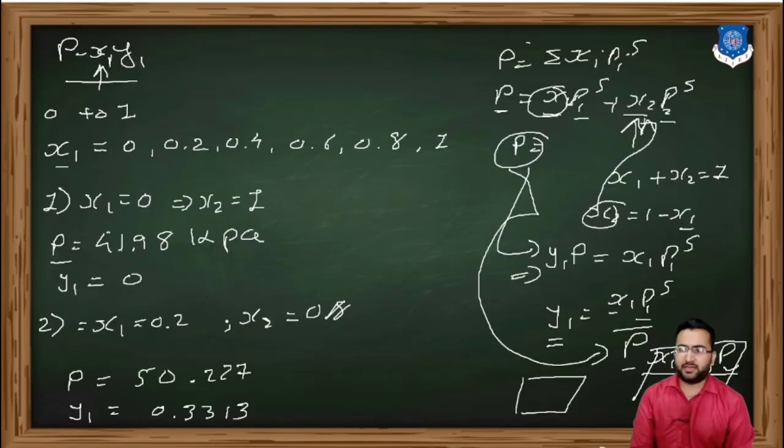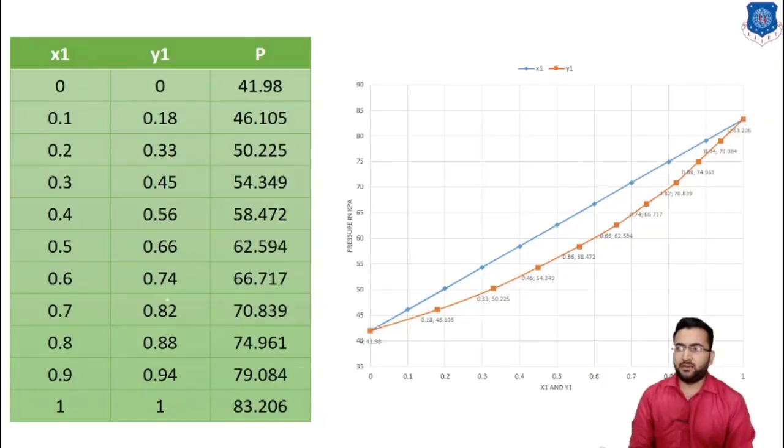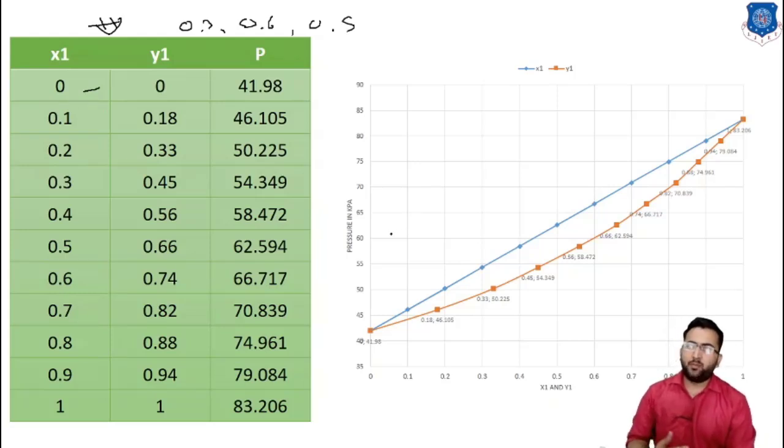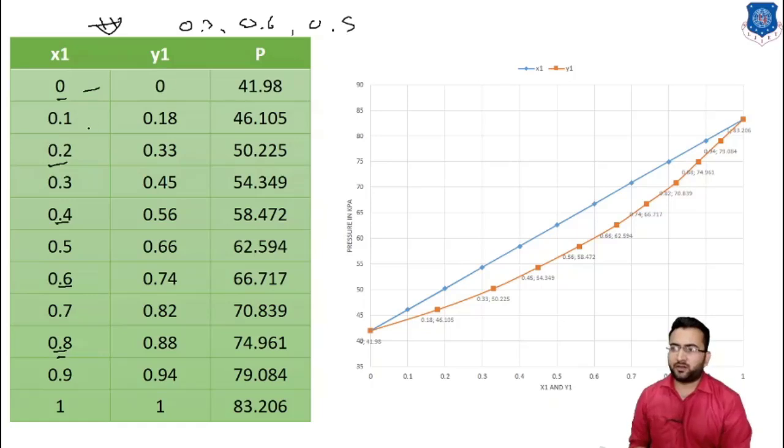So using all this data, we have to make the table. If we make the table, it looks like this. Here I made the table with 0.2, 0.4, 0.6, 0.8. If you want to make a better graph, then you have to take more points. But if you take the points 0, 0.2, 0.4, that will be okay for the 7 mark question. There is no need to write for 0.1, 0.3, 0.5, 0.7 and 0.9.